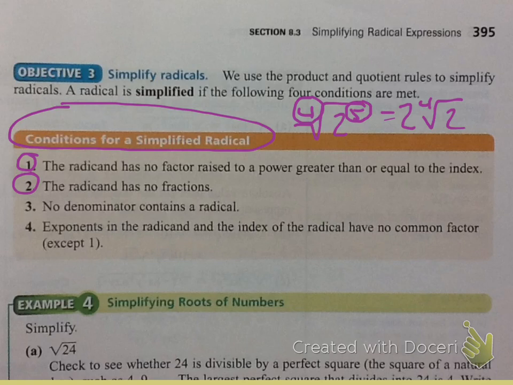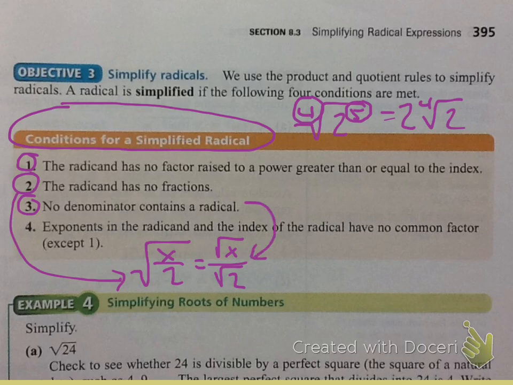What I can't have lying around, and I'll move down here because there's some space, is something like root x over 2. We'd want to split that up as root x over root 2 and then use our rules to deal with that. That brings us to rule 3. No denominator contains a radical. So if I continue this simplification, having a radical in the denominator is illegal. The math police will come after you.